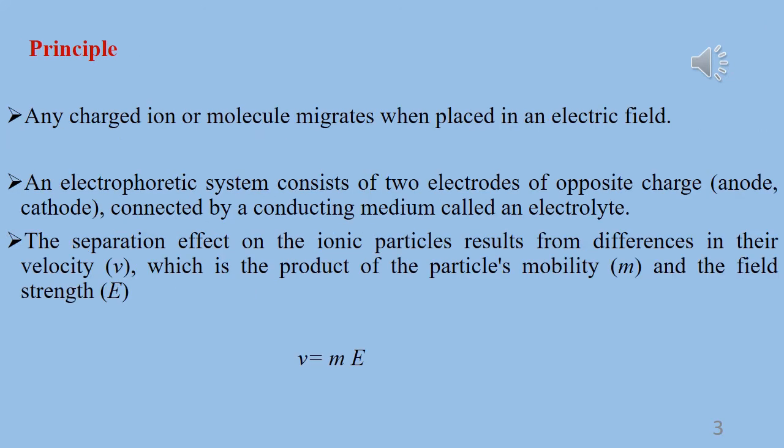Principle of electrophoresis. Any charged ion or molecule migrates when placed in an electric field. An electrophoretic system consists of two electrodes of opposite charge, anode and cathode, connected by a conducting medium called an electrolyte. The separation effect on the ionic particles results from differences in their velocity, that is nu, which is the product of the particles' mobility and the field strength. Nu is equal to m into E.